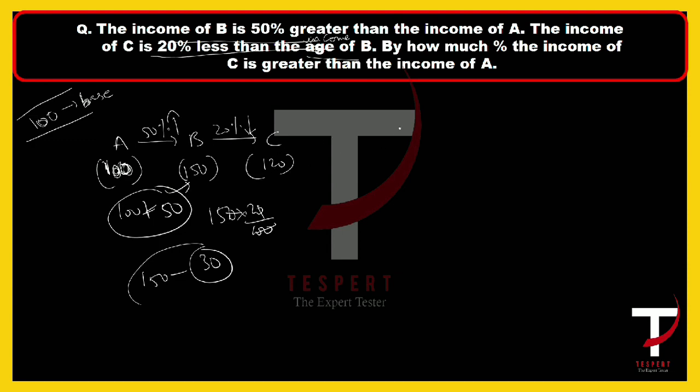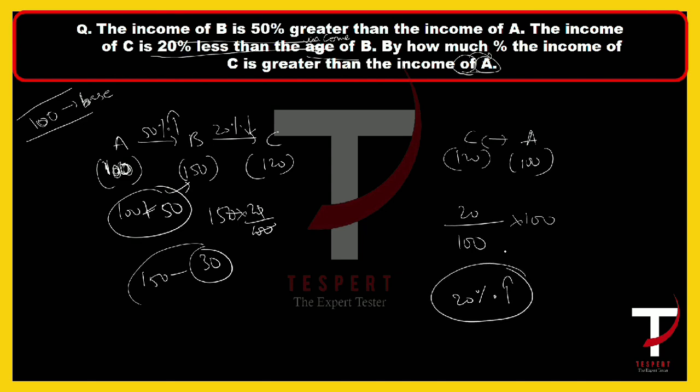But what's the question? By how much percent the income of C is greater than the income of A? So income of C is 120, income of A is 100. So what's the difference here? Difference is 20, divided by the initial, in the sense, the one to whom we are comparing, of A. So here 'of' is there, as I told you in the previous slides, is the by-of rule. Whatever entity follows 'of' will be in the denominator. So A's value must be in the denominator, into 100, which is equal to 20% increase. By how much percent the income of C is greater than income of A? By 20%. Let's move on to the next slide.